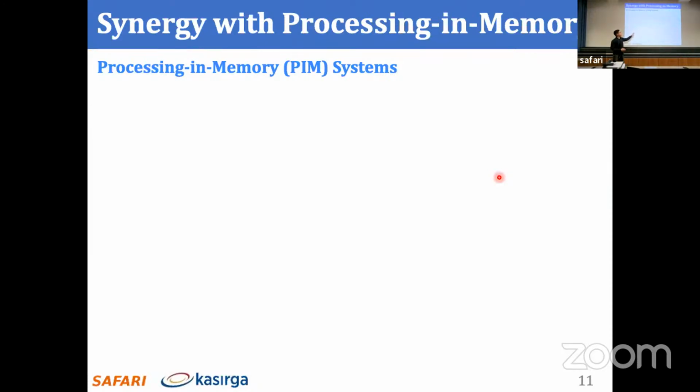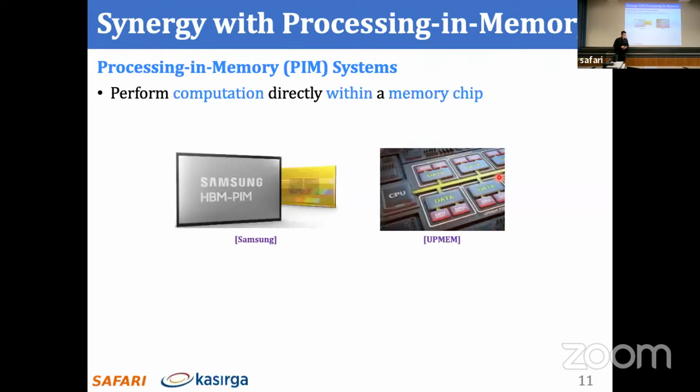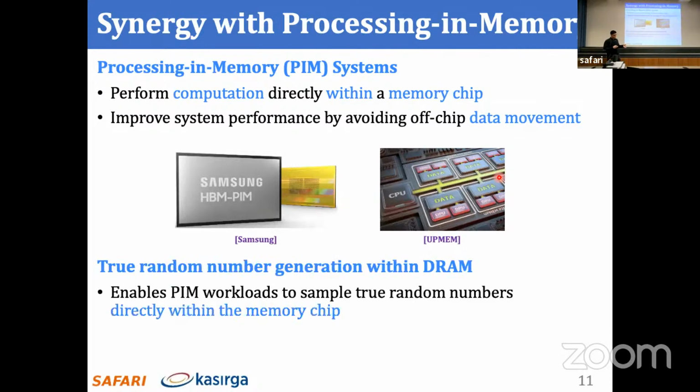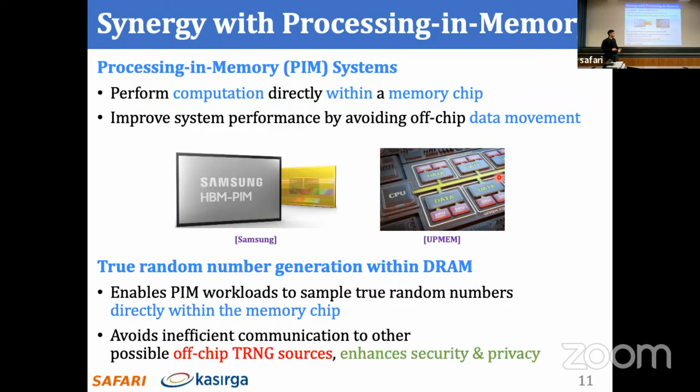And finally, another point is that these DRAM-based random number generators are very synergistic with processing-in-memory systems. These systems typically perform computation directly inside a memory chip, which improves the overall system performance by eliminating data movement. Random number generation in DRAM allows this PIM device to generate true random numbers within the chip. So it doesn't have to go off chip, which reduces efficiency, to potentially retrieve less secure random numbers from an off-chip link that you don't trust. So it enhances the security and privacy of workloads that you run in your PIM systems.